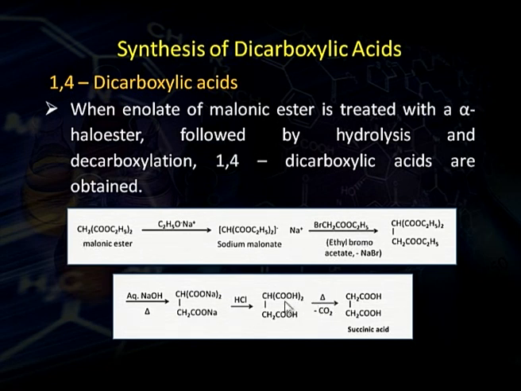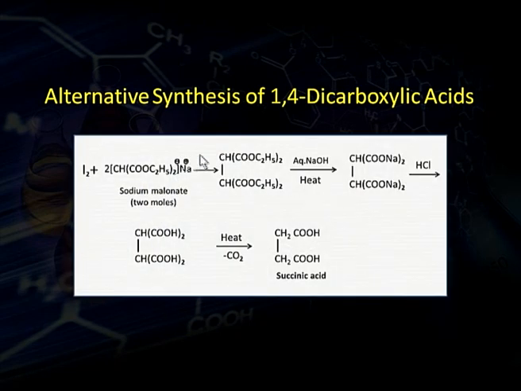and this triacid upon heating loses 1 molecule of carbon dioxide and is converted into succinic acid, or this is also known as 1,4-dicarboxylic acid. Alternatively, 1,4-dicarboxylic acid can also be prepared when sodium malonate is treated with iodine.